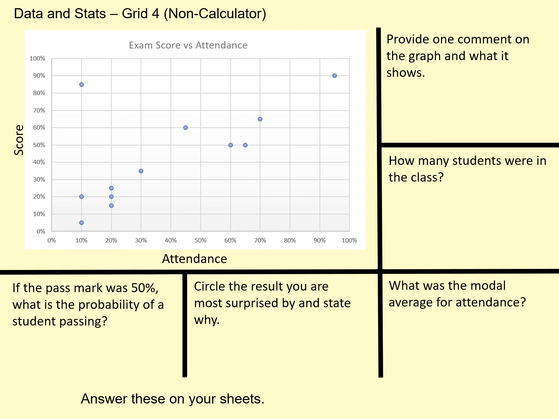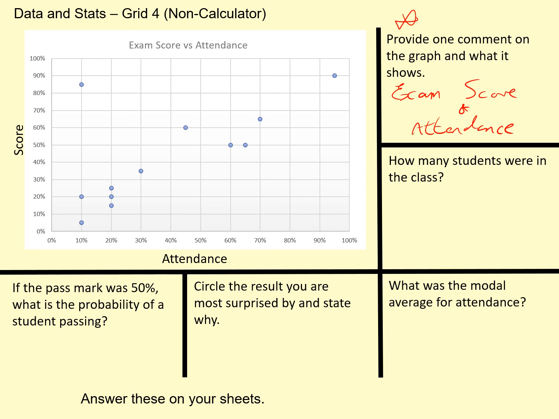Finally, we've got the data and stats grid. So I'm going to start with this question up there. It says provide one comment on the graph and what it shows. Well, it shows exam scores versus attendance. So we just write that. It's effectively the title for this one. So exam scores and attendance.